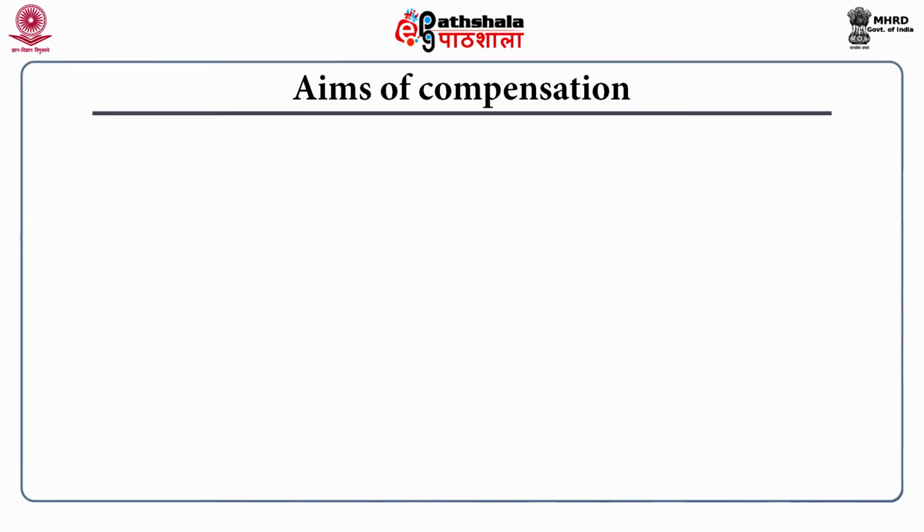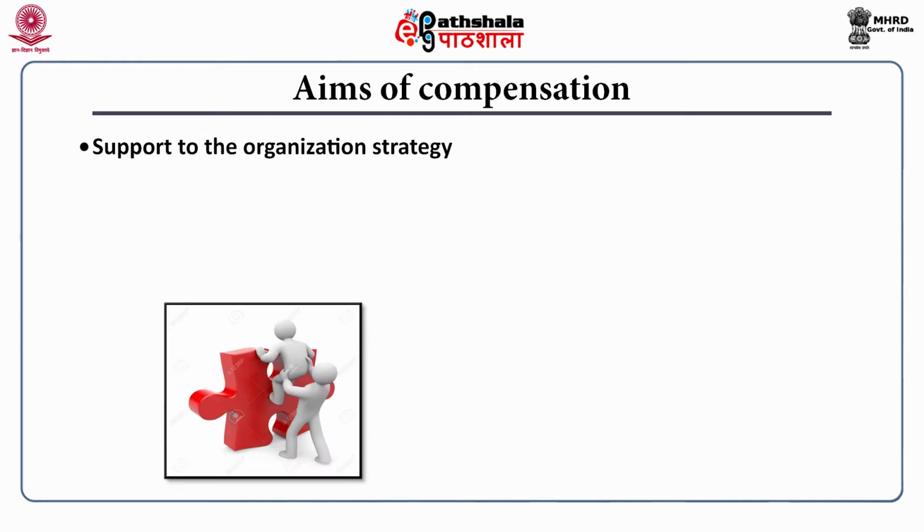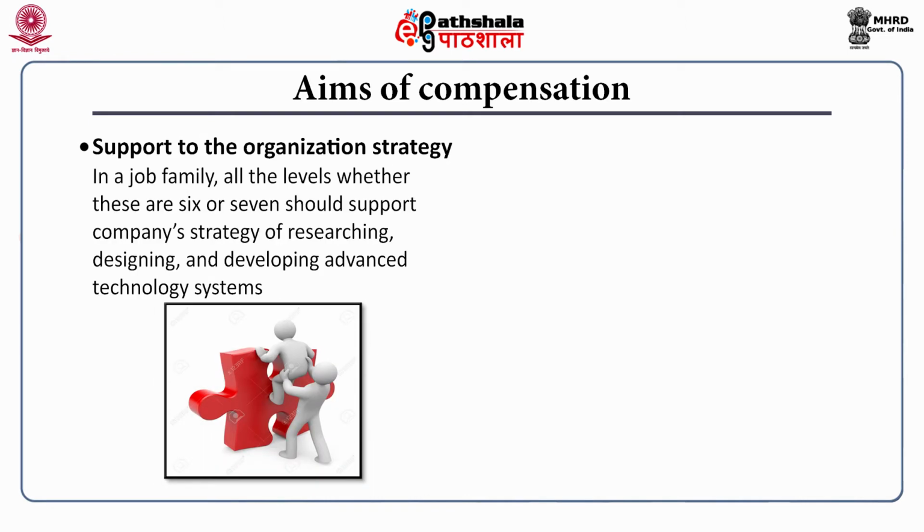Aims of compensation: support to the organization strategy. In a job family, all the levels, whether these are 6 or 7, should support the company's strategy of researching, designing and developing advanced technology systems. An example as shared in the engineering structure of Lockheed Martin is given.